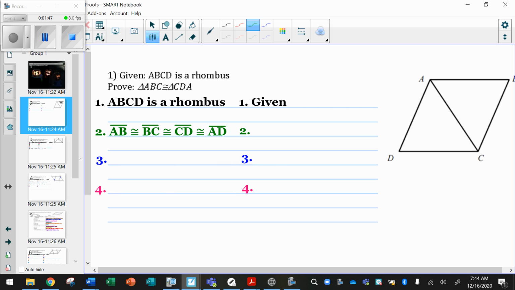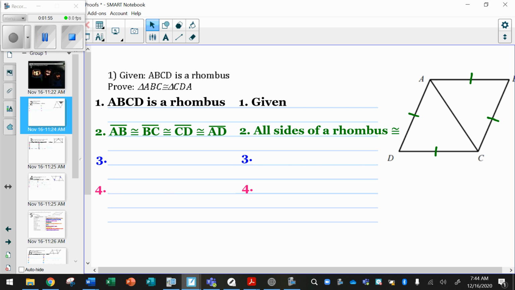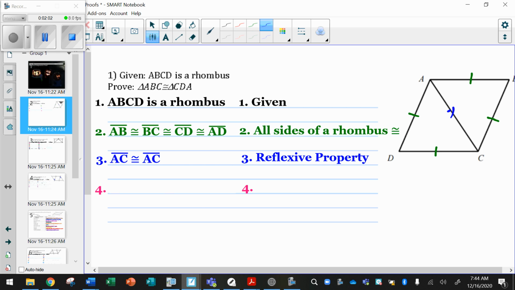So what I did is I said that because it's a rhombus, all sides are congruent. And then I used the reflexive property for side AC. Now, you could have done all sides congruent and then opposite angles congruent and done side angle side. I did all sides congruent and reflexive property to get side, side, side. You also could have done the parallel lines and then alternate interior angles. So there's a lot of options of how you could use your rhombus properties to prove the two triangles congruent.